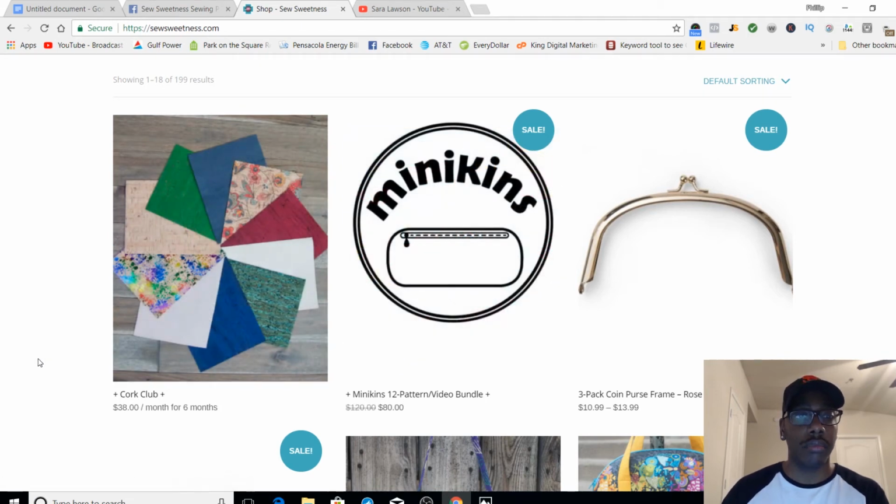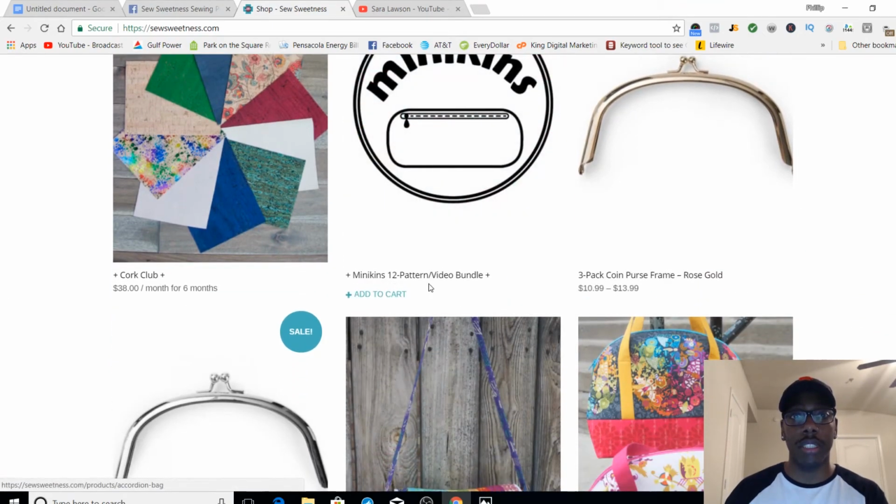And wow, they have a club, so it's a monthly membership. For 6 months, it's $38. And then they have little packs here, 10, 12 bucks, 80 bucks.